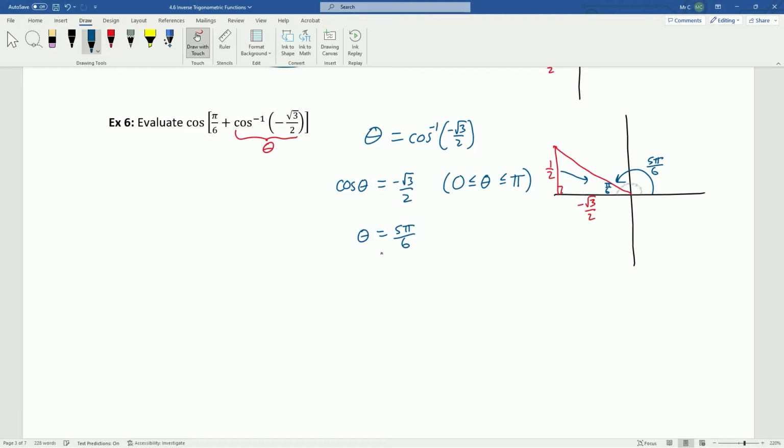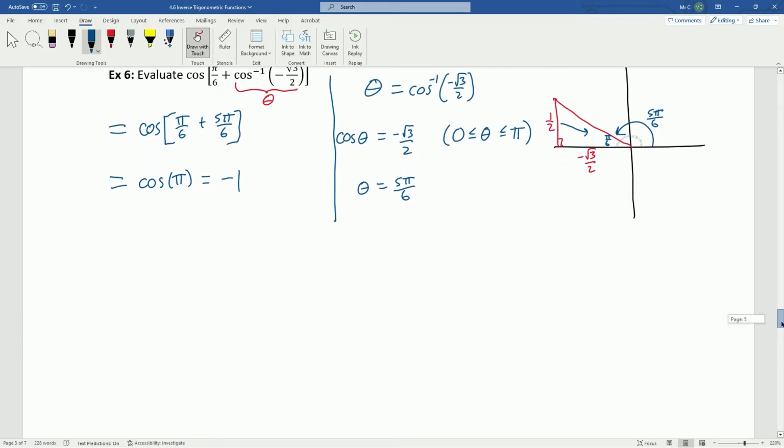So this was kind of side work for this problem, because the actual question was to evaluate cosine of pi over 6 plus this. So this becomes cosine of pi over 6 plus 5 pi over 6. Pi over 6 plus 5 pi over 6 is pi. So this becomes cosine of pi. And cosine of pi is -1. If you need to, you can draw that angle and check that. All right, so that's it for that example.